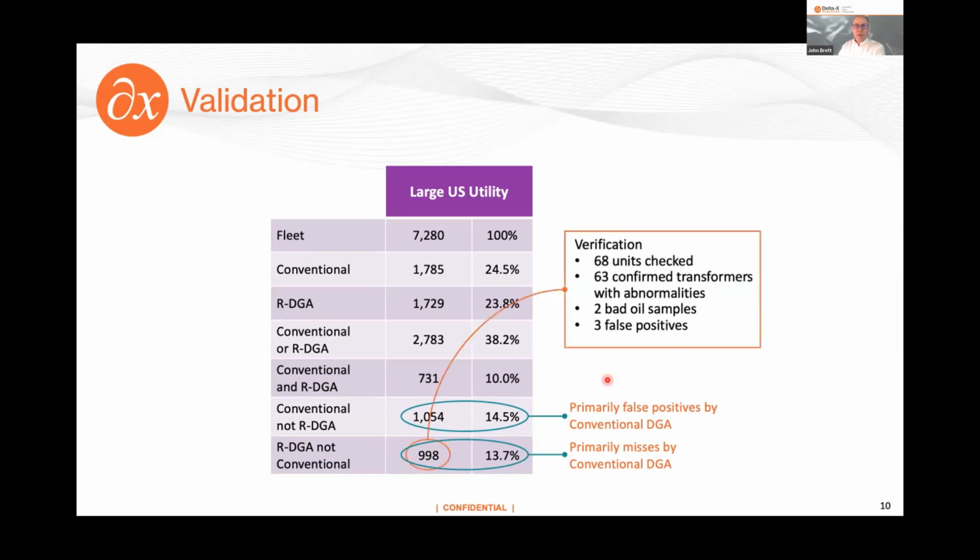Of the first 68 units checked, 63 were confirmed to have problems. Two had bad oil samples, and we had 3 false alarms. Remember, this is statistics. They'll never be perfect, but you can certainly, with a different view of the data, get a much improved interpretation and more insight into what's going on with your fleet.